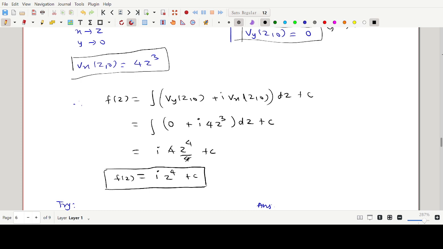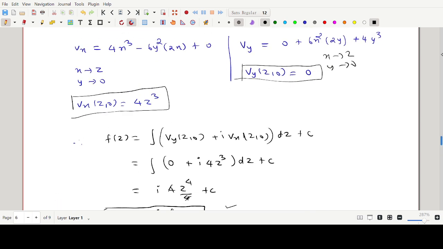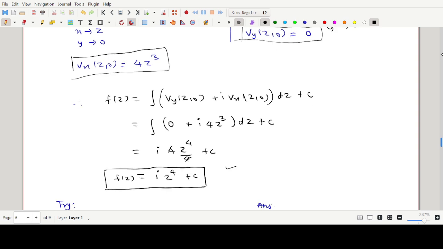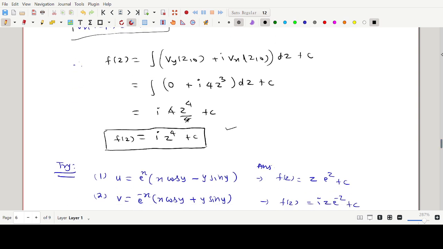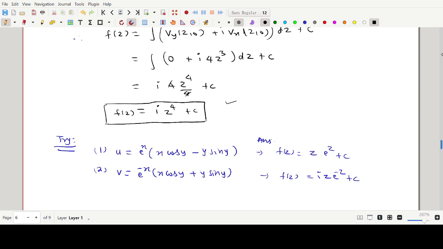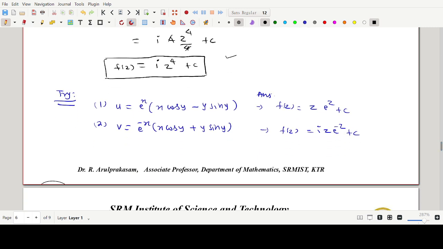So i constant, the integration of 4z cube is z power 4 by 4 plus c. So 4 and 4 cancel. Our answer f of z is nothing but i z power 4 plus c. This is our corresponding analytic function. So when the real part is given, use the formula. When the imaginary part is given, you know how to get the corresponding analytic function. Try these two problems following the method.